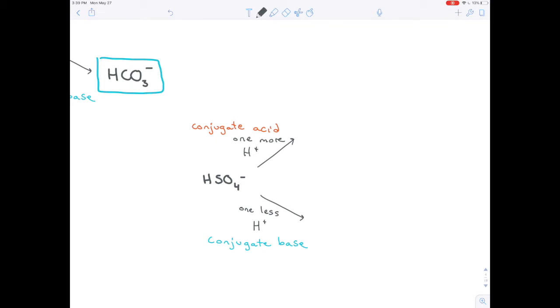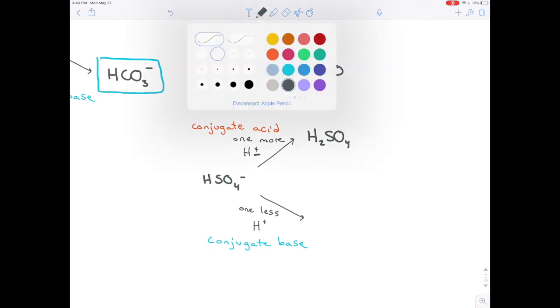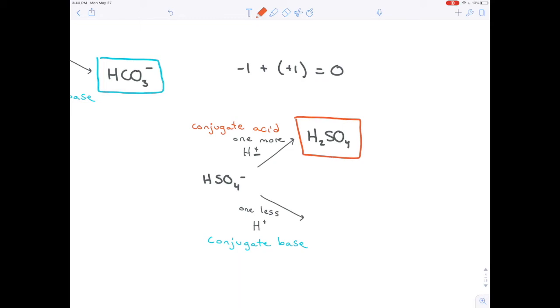First, let's draw the conjugate acid. HSO4 minus only has 1 H. If you add 1 more H to it, then you'll have 2. The rest of the molecule stays the same. Now let's think about the charge. There's a negative 1 written in the top right of this molecule, so you start with a negative charge. If you add plus 1 to that, negative 1 plus 1 gives you 0. So there isn't going to be any charge at the top right of this molecule, and you just leave it blank. So H2SO4 would be the conjugate acid of HSO4 minus.